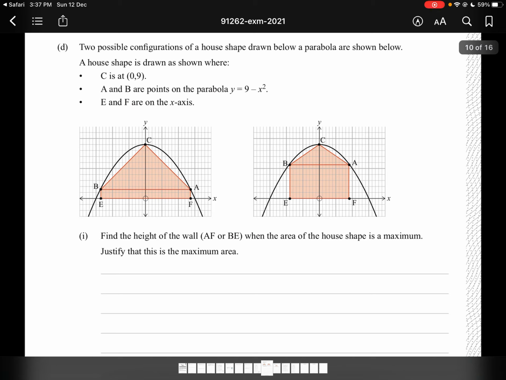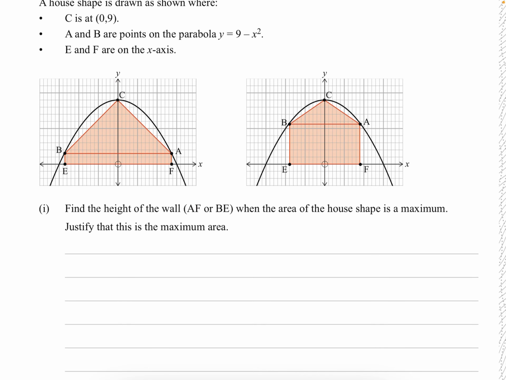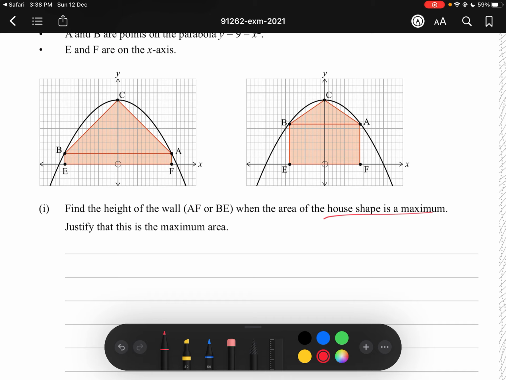So two possible configurations of a house shape drawn below a parabola are shown below. A house shape is drawn and C is the point (0, 9). A and B are on the points y equals 9 minus x squared. E and F are on the x-axis. And then find the height of the wall AF or BE when the house shape is the maximum area.